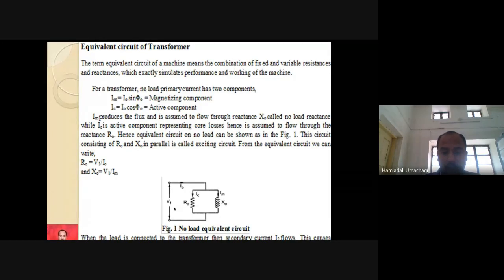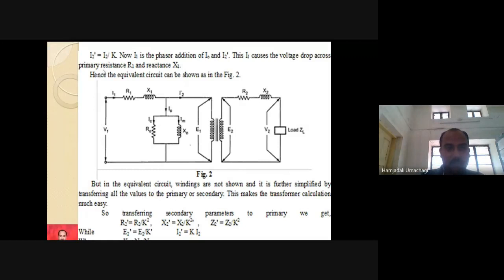Due to current I2, the primary draws an additional current. So whenever current I2 starts to flow because of the connected load, it will draw extra current from the primary side, and that current we call I2 dash. Yesterday we have seen I2 dash is equal to I2 by K. Now, I1 is the phasor addition of I0 and I2 dash, as we saw yesterday.